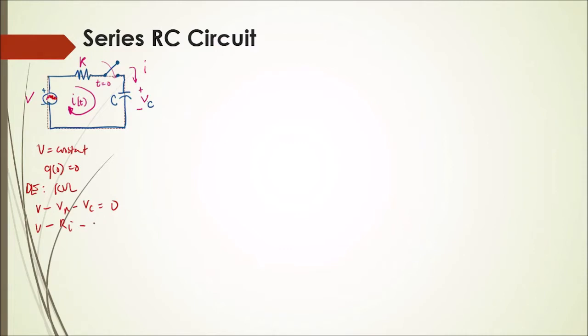So we can rewrite the equation substituting the Ri. Our VC is actually Q over C, diba? From the value that we had earlier. And then remember our I is equal to dQ over dt, no? Change of charge with respect to time. So let us list this. So this is V is equal to R times dQ over dt plus Q over C.